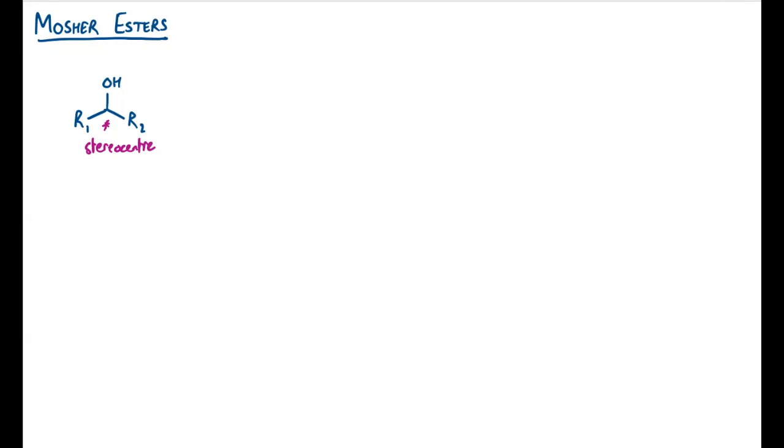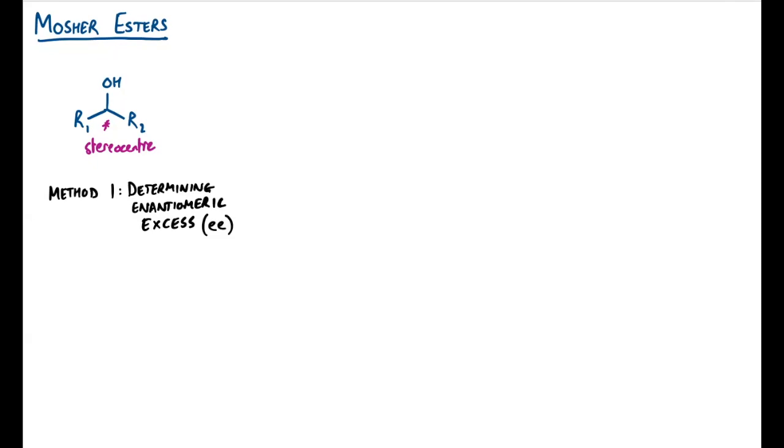I want to talk through some methods for how you might use Mosher ester analysis to do this. This is an NMR spectroscopy based technique, which can allow us to determine the absolute configuration. Later in the video, I'll show you how to use this on some spectra that I took during my PhD.